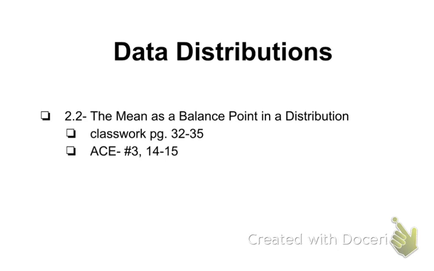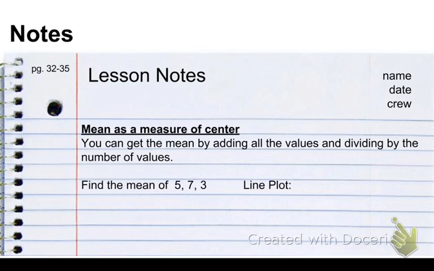Well, let's get started with our math lesson. It's Data Distributions 2.2, the mean as a balance point in a distribution. Your classwork is on pages 32 and 35. You'll do ACE problems 3, 14, and 15. All right, so let's get to our notes.